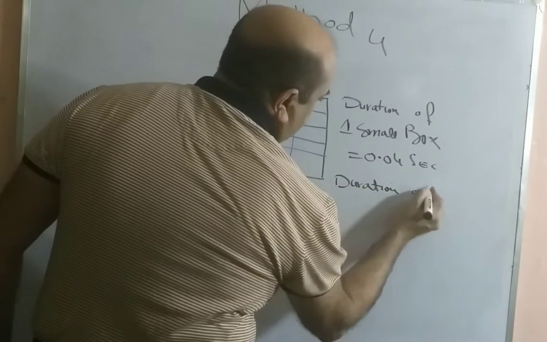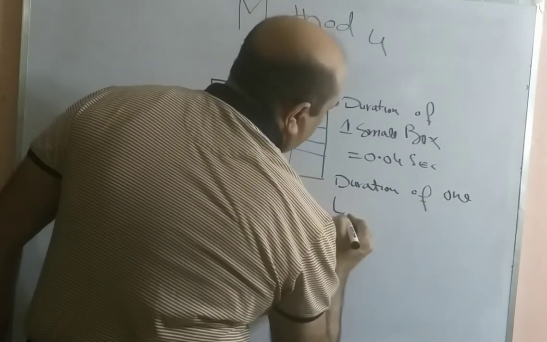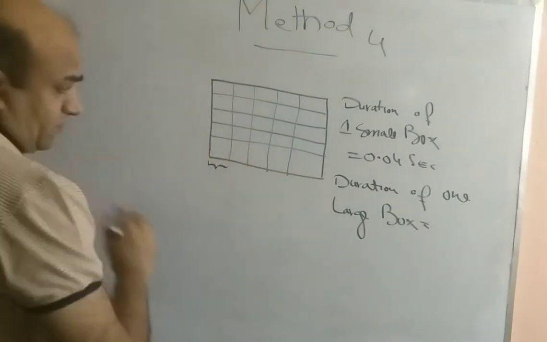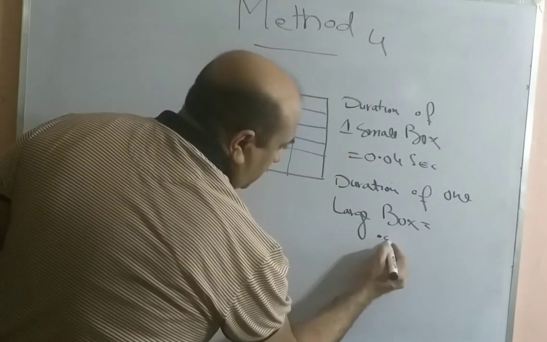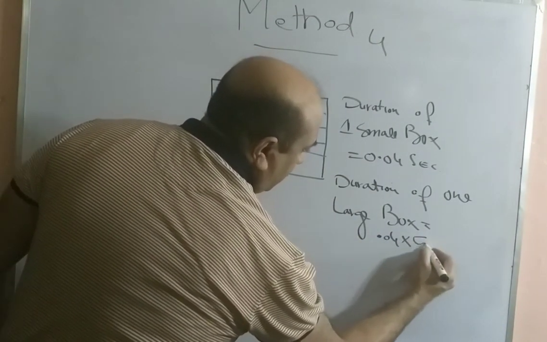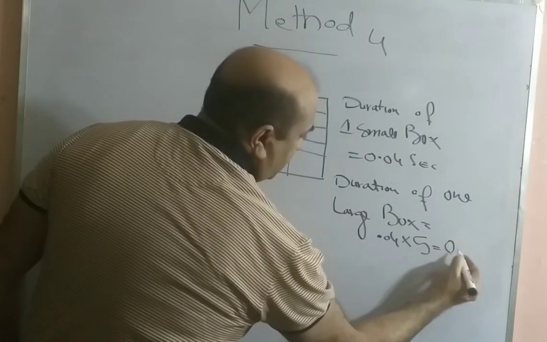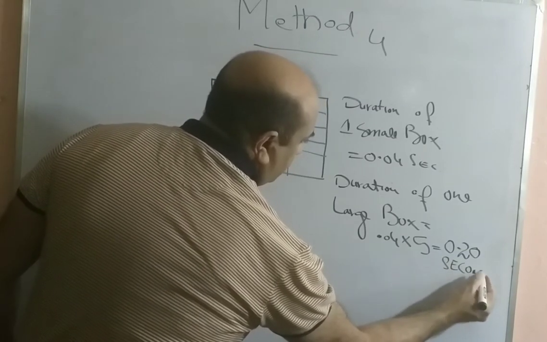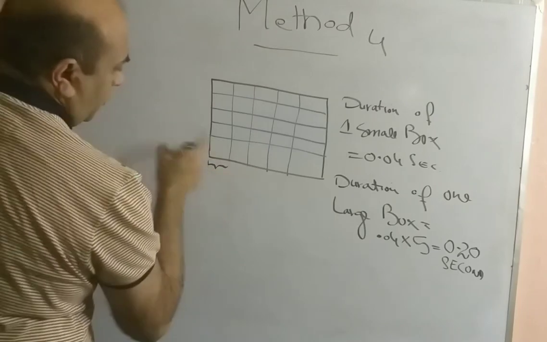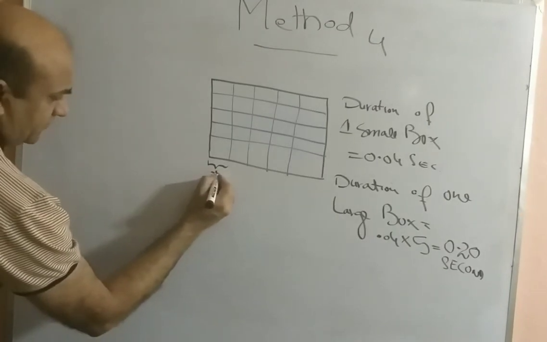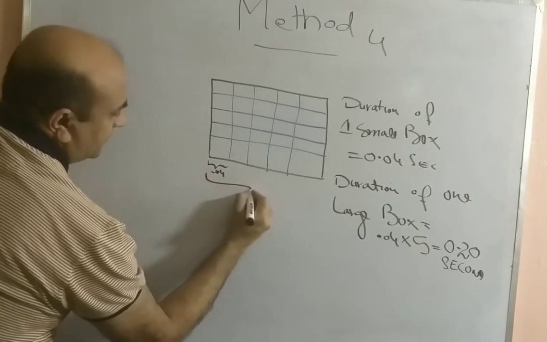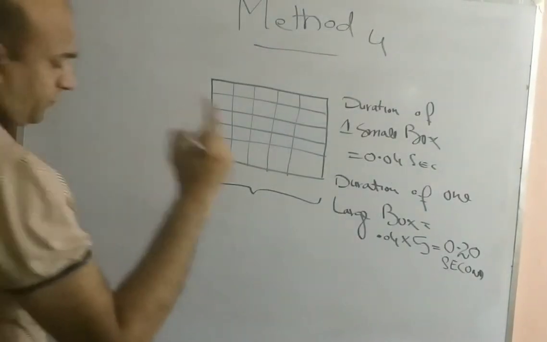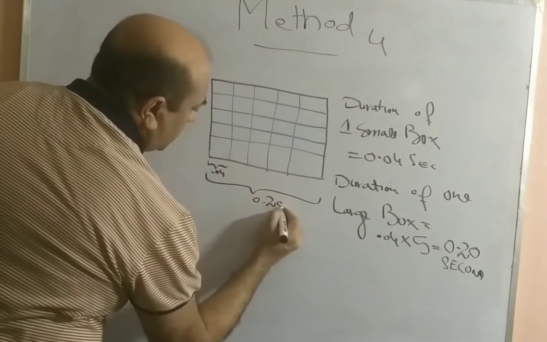duration of one large box, which has got 5 small boxes, will be 0.04 into 5. It would be 0.20 second. This is one small box. Its duration is 0.04 second. And this is one large box. Its duration will be 0.04 into 5, that will be 0.20 seconds.